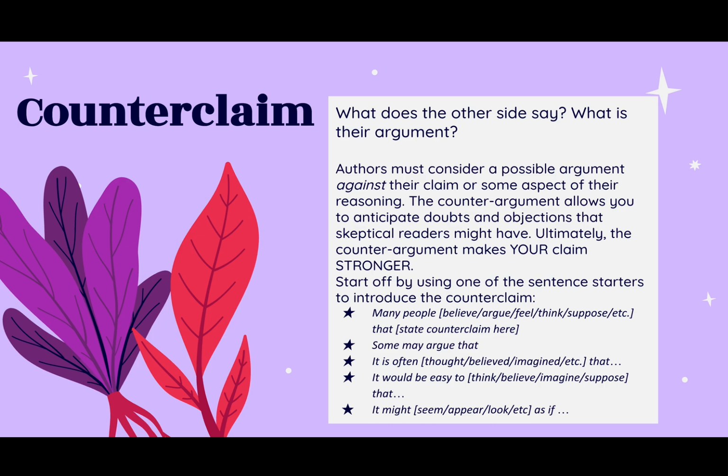So you want to start this part of the introductory paragraph by saying some sort of cue that you're talking about the other side in the counterclaim. You can say many people believe, argue, feel, think that, and then state the counterclaim. Some may argue that. It is often thought, believed, imagined that. It would be easy to think, believe, imagine, suppose that. It might seem, appear, look, etc., as if. These are some ideas for making sure that the audience knows this is the counterclaim, this is the other side and what they believe, not yet what you believe and what you're arguing.